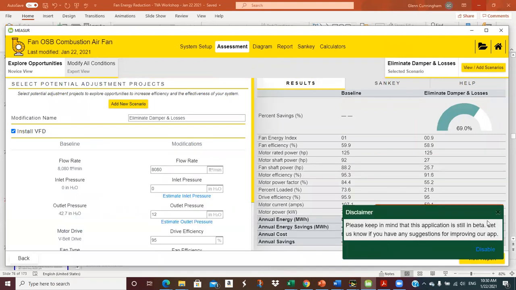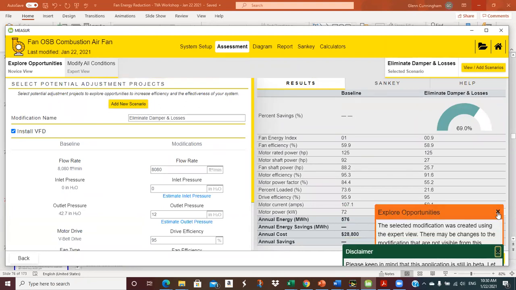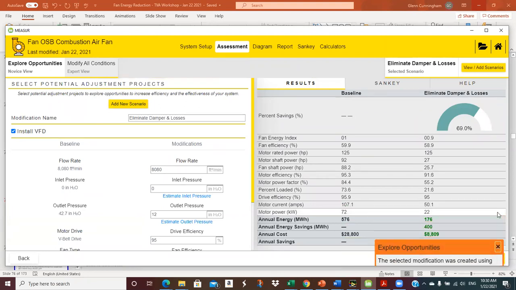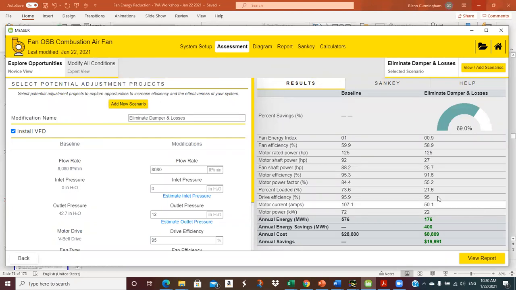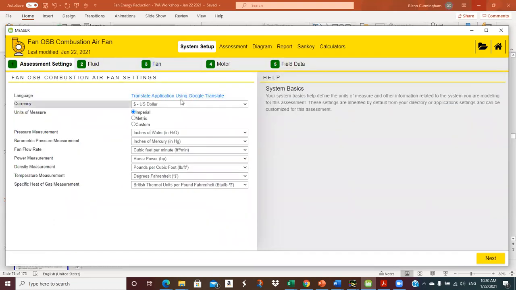That's pretty good. And when you fire this up, you get all these disclaimers, and they tell you if you find an error, let them know. So, you know, this stuff has not been out there all that long. But when you start an analysis, you start with system setup, and you go through all of these tabs. And so the first tab, assessment settings, you basically are just selecting units. What system of units do you want to work in? Inches of water, or you can go imperial, metric, or custom. You can just select whatever you want.